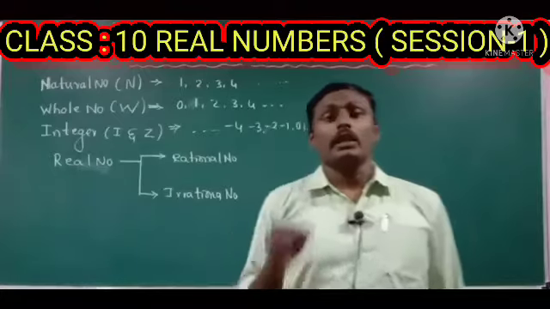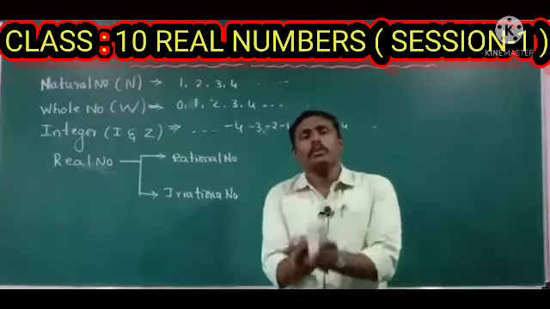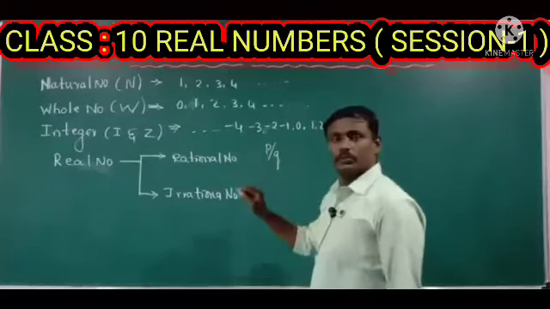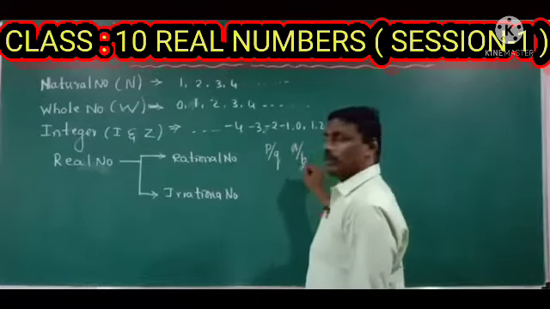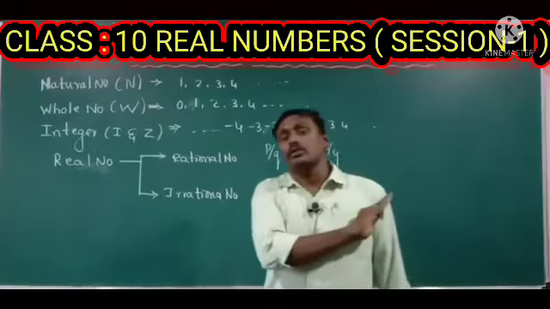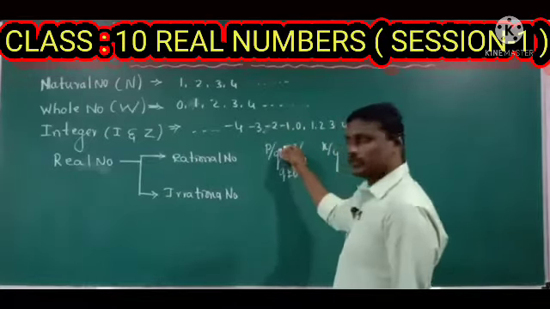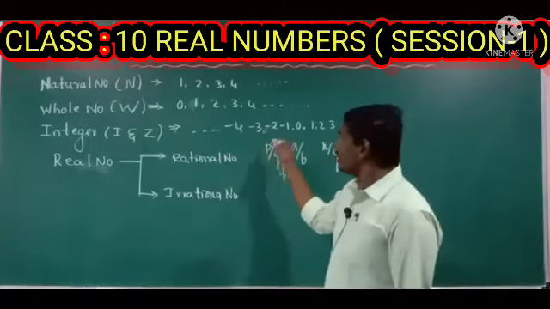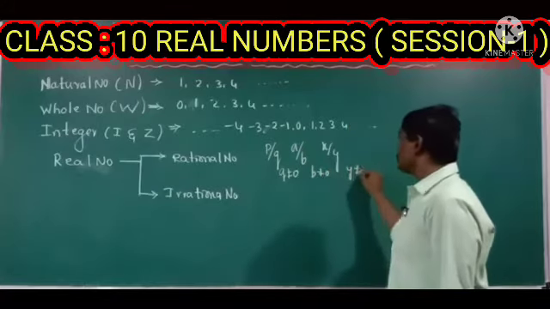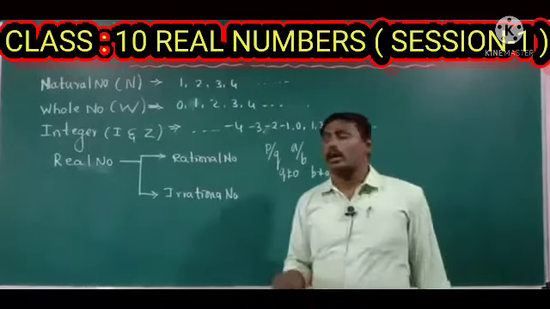So what do we mean by rational numbers? Rational numbers are the numbers which can be represented in the form of p by q, or a by b, or x by y, in which the denominator is not equal to 0. It means here q is not equal to 0. p is in the numerator place and q is in the denominator place. Here b is not equal to 0, and here y is not equal to 0. Right? So these types of numbers are called rational numbers.